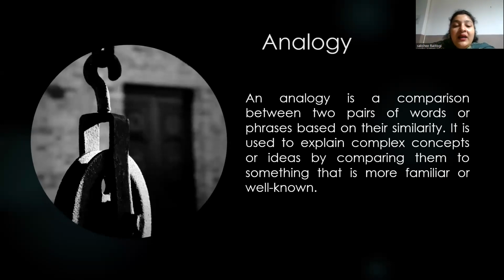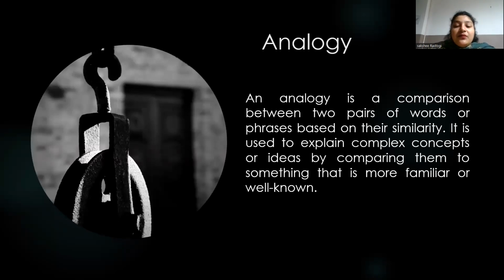For example, eye is to see as ear is to hear. In this analogy, eye and see share a relationship. The eye allows us to see, as ear and hear share a similar relationship. The ear allows us to hear. So by recognizing analogies, you can develop your ability to think critically and make connections between seemingly disparate ideas and complex problems.